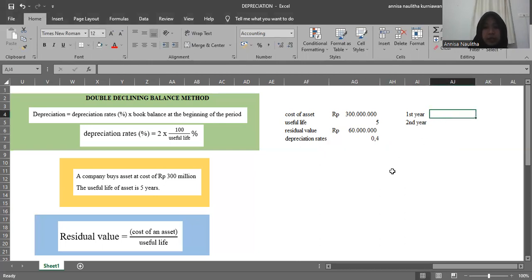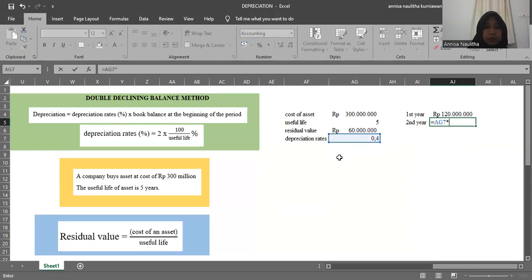And the first year depreciation, we can find with this formula: depreciation rates times book balance at the beginning of the period. For the first year, we can consider it as cost of asset. So the first year depreciation with double declining balance method is 120 million rupees.